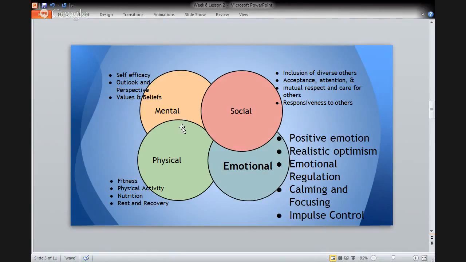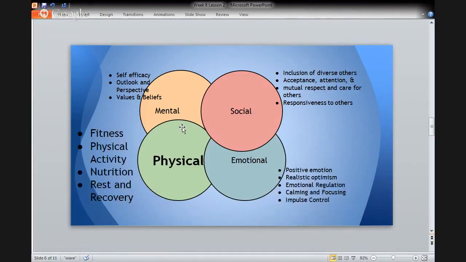Going for a hike is also an example of physical resilience. Aspects of physical resilience include fitness, physical activity, nutrition, and rest and recovery. These are important because they enable your body to react to stressful events. If you are active, you are more able to overcome obstacles and endure and bounce back. One suggestion is to stand up and take at least a few steps away from your computer every hour.